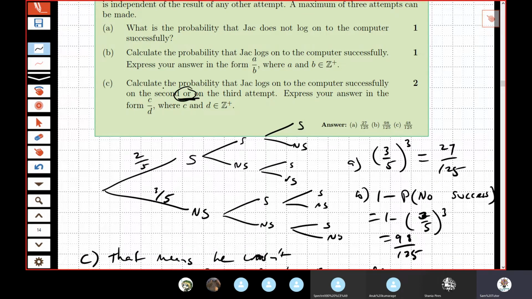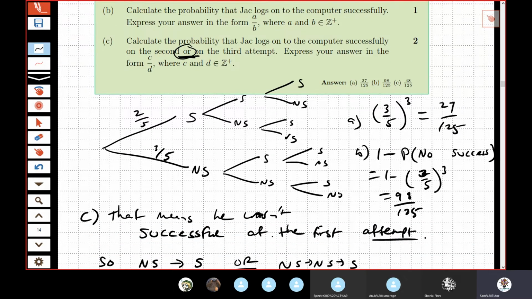And then the last one: calculate the probability that Jack logs onto the computer successfully on the second or on the third attempt. That word 'or' means plus. All right, here we go. On the second or on the third. If you're successful on the second, that means you should have been unsuccessful in the first, and then successful in the second. Or on the third attempt means not successful in the first, not successful in the second, but then successful on the third. So your math looks something like this.